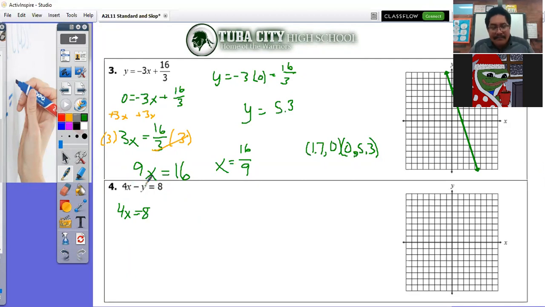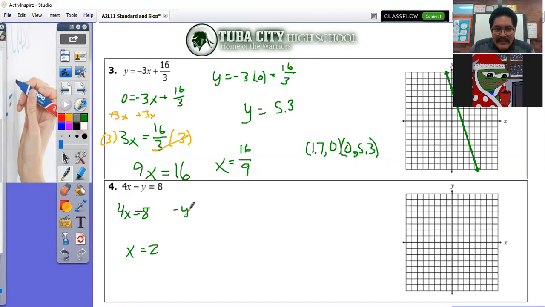I mean, I could write it out. 4x minus 0 is still going to be 4x. And x equals 2, because 2 times 4 makes 8. So I already know what you have to put in there for x. So that was a lot faster.